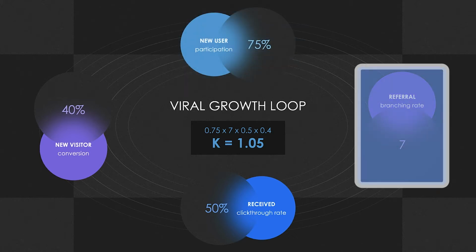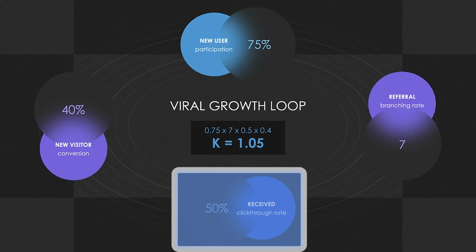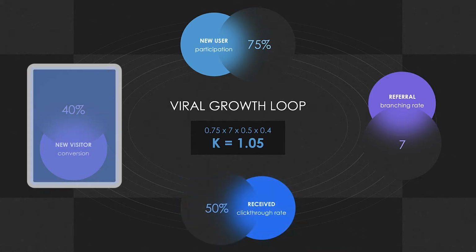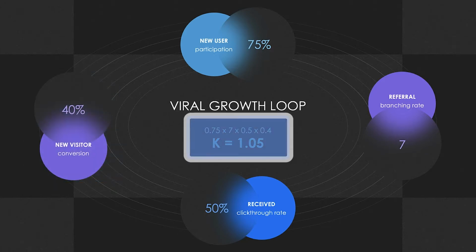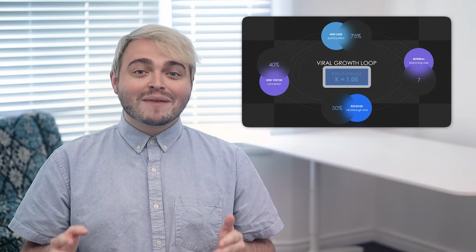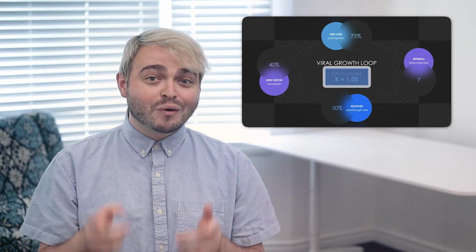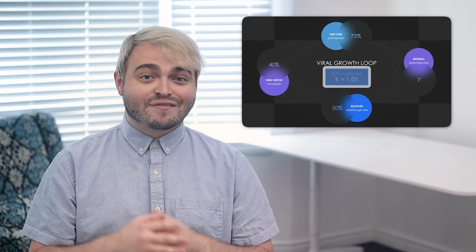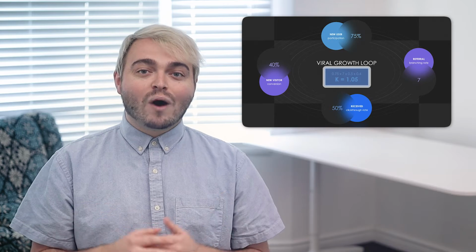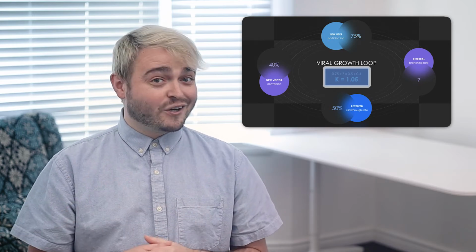Of these branching referrals, only 50% clicked through to the invitation. And of those, only 40% converted to become new users. So in this scenario, the viral coefficient is 1.05. This rate means that for every 100 users you bring in, you'll get an additional 105. Any number over 1 indicates you've got a viral growth loop on your hands.